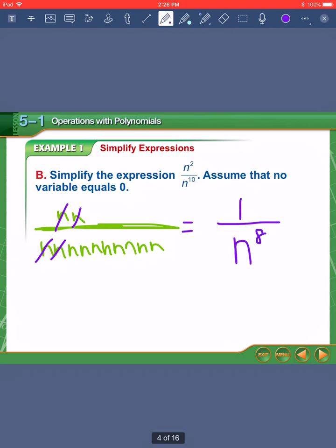And I'm just right here proving that property of you're subtracting whenever you divide. You really subtract the power, and then the power that was the biggest keeps the location. So n to the 10th was bigger than n to the second, so it's going to stay in the denominator, and you'll just subtract the 2 from the 10. So it's 1 over n to the 8th. But right here is just a little proof of why.